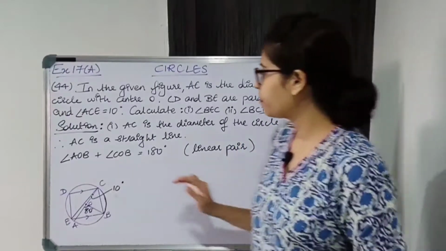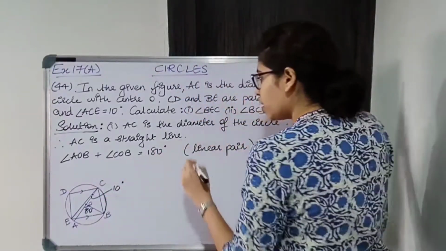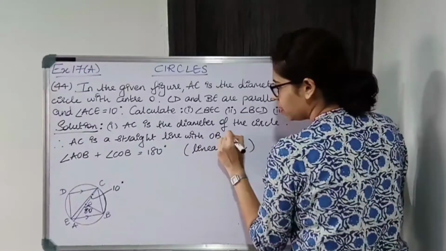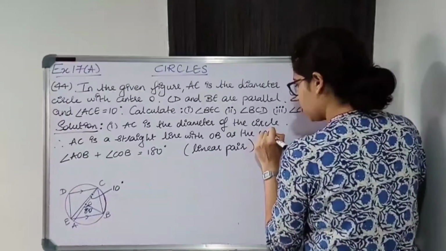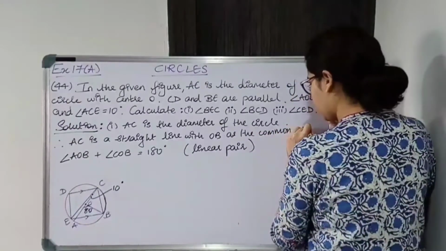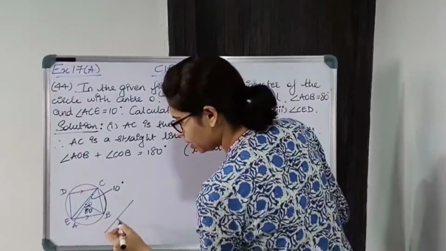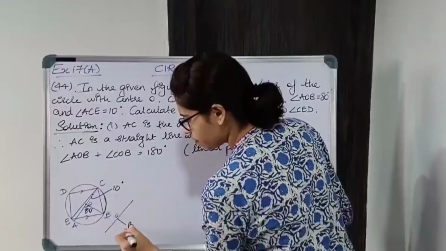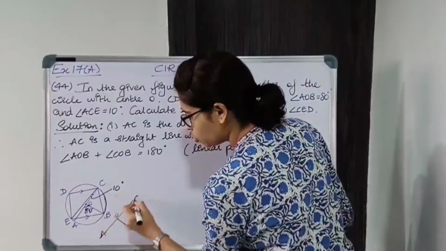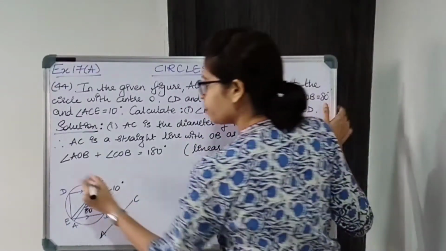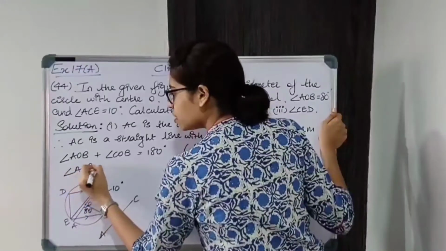Now you can also add over here, AC is a straight line with OB as the common arm. OB is the common arm. This is the straight line, this is the common arm, which is dividing the straight line into two angles. AOB I know is 80 degrees, so we'll write down angle AOB is equal to 80 degrees.